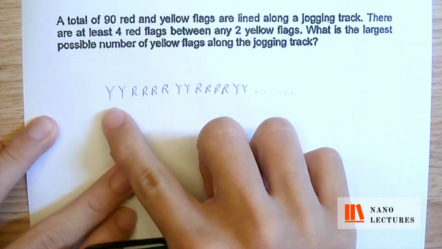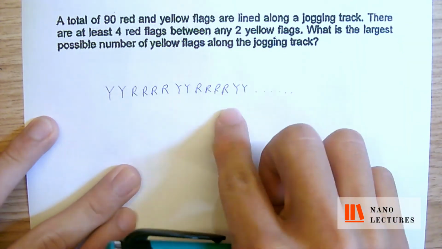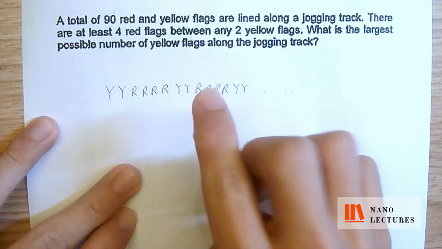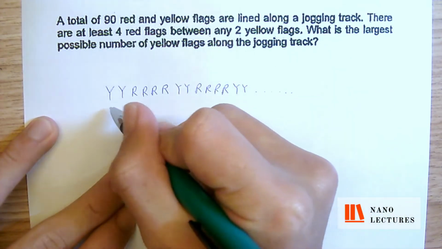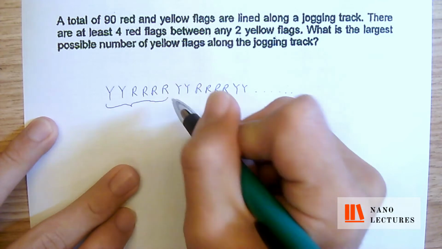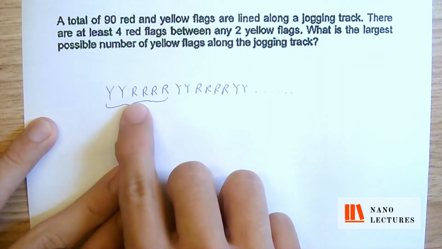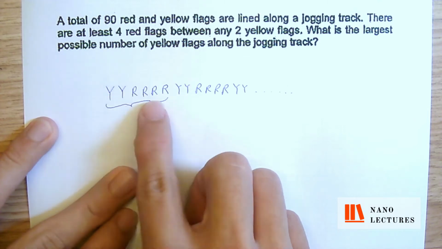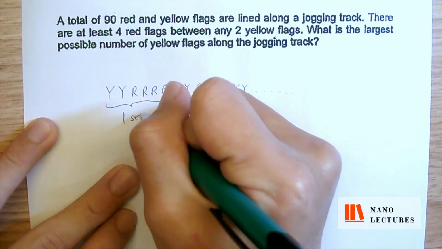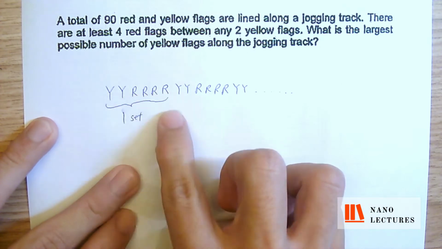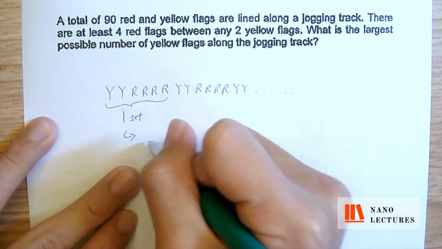So once we have drawn out this visual representation, we have to look for what is the repeating unit. The repeating unit means a set of items that seems to be repeating itself over and over again. So it's actually yellow, yellow, red, red, red, red. This is one repeating set. Now, do you realize that in one set, there are 6 flags?